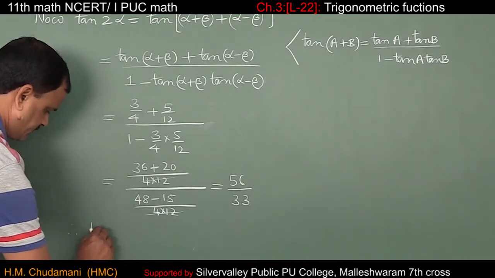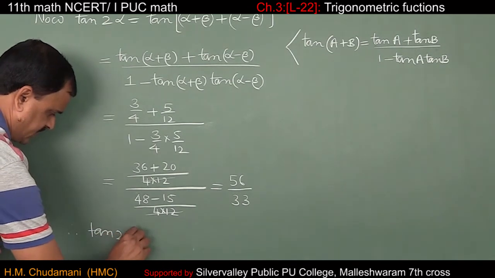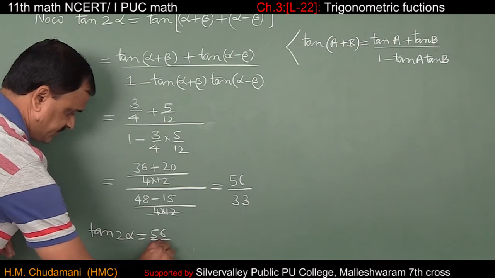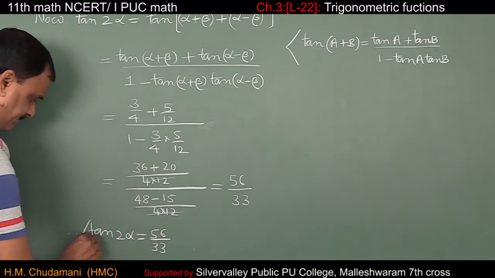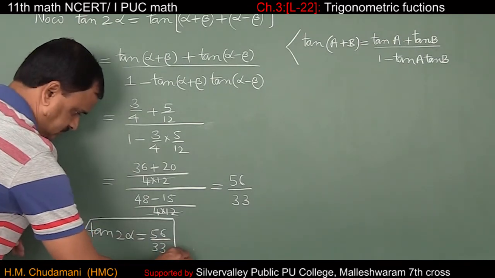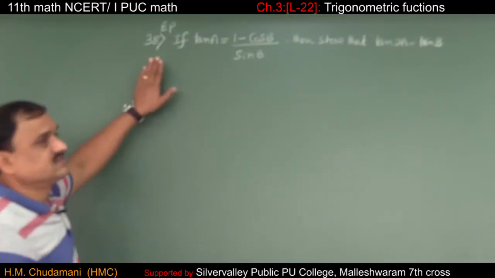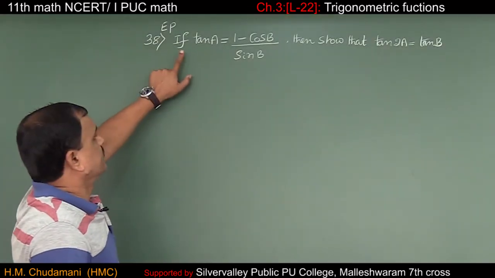Therefore, tan 2 alpha is equal to 56 divided by 33. Tan 2 alpha equals 56 divided by 33. Okay. 38th one, exemplar problem again.